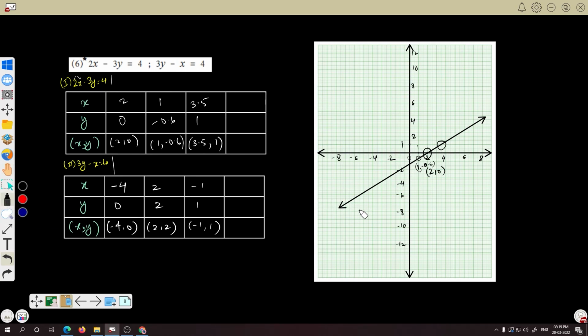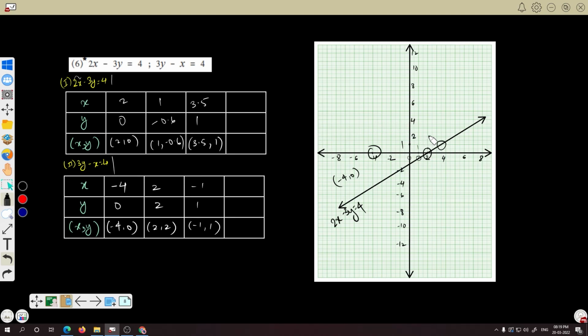I'll copy the first equation. This was 2x minus 3y is equal to 4. Now we'll move on to the second equation. We'll plot the graph for the second equation, in which the first point is minus 4 comma 0. So this point exactly at this position, this is minus 4 comma 0. Before doing this, I'll erase the coordinates of the first line. Fine. The second point is 2 comma 2.